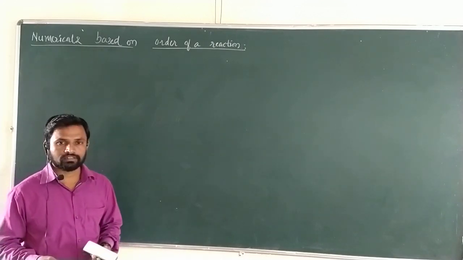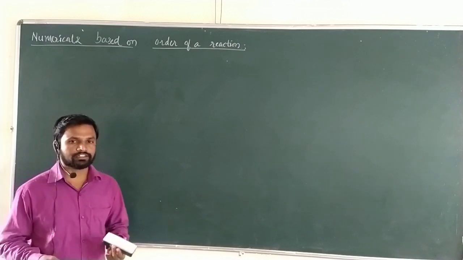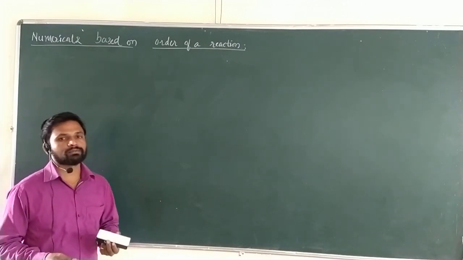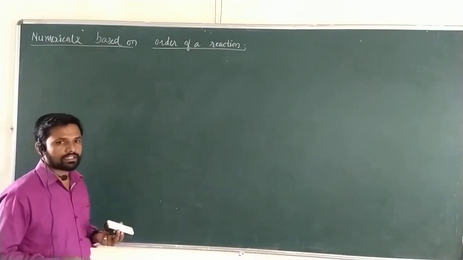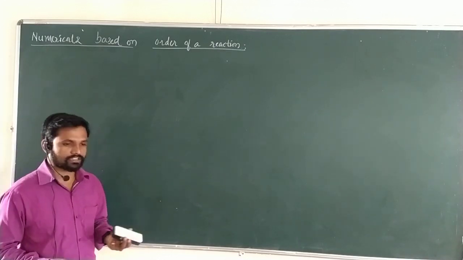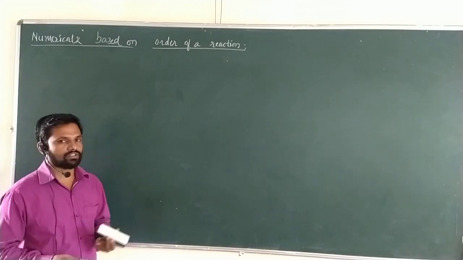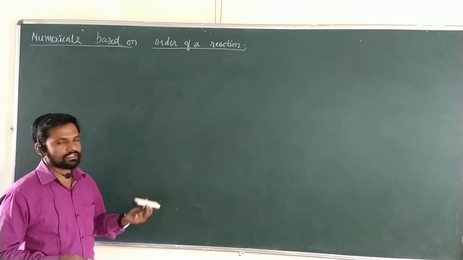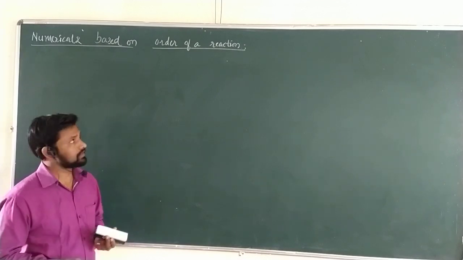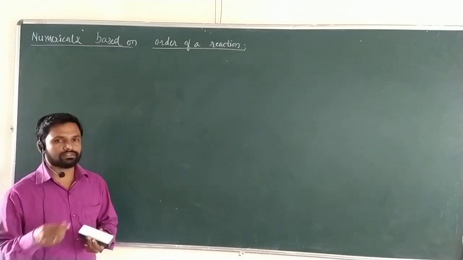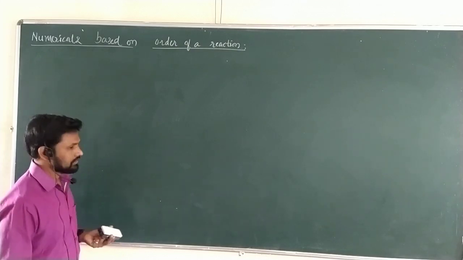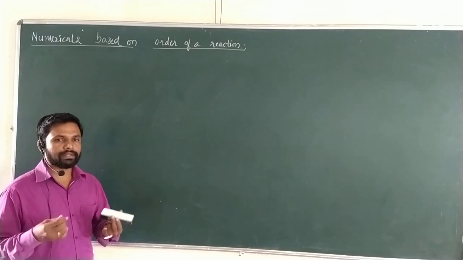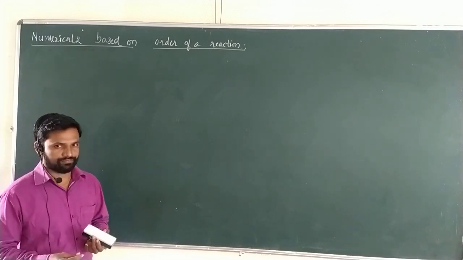From the last 3 lectures, we have already been studying the numericals based on the rate constants, first order and second order. Today, we are going to see one more part of numericals based on the order of a reaction. In this lecture, we are going to find the order of a reaction based on the half-life method.